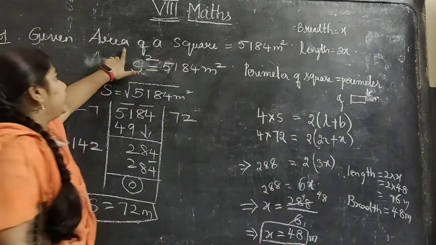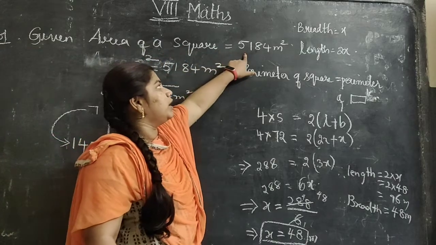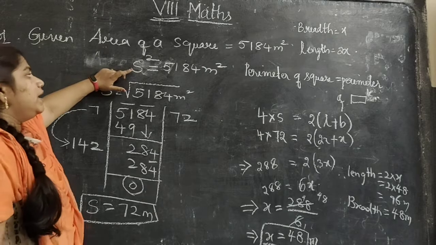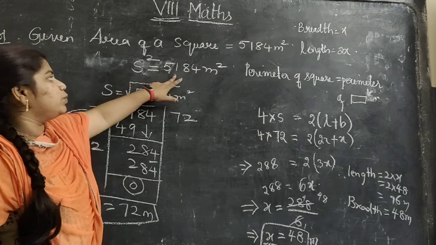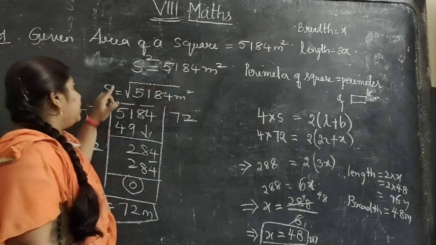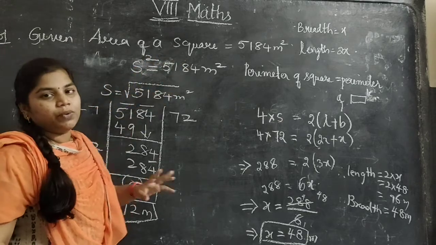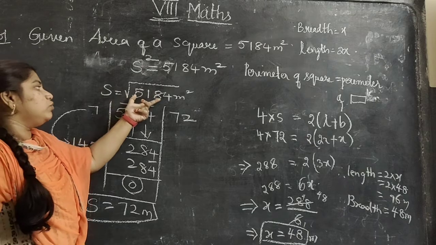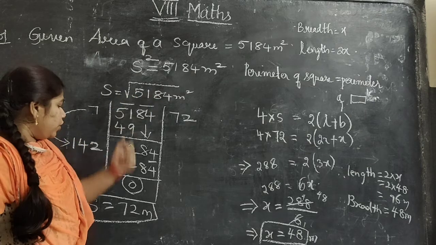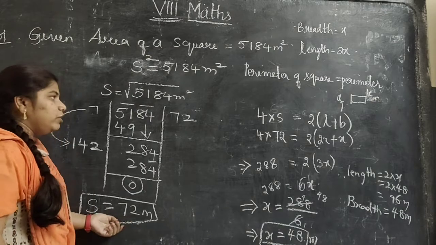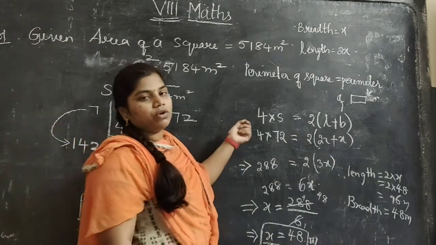So here, the area of a square is 5184. The area of a square formula is s square. s square is equal to 5184 meters square. Now I am transposing this square to the other side, that will be in the form of square root. Square root of 5184, we got the side value as 72.